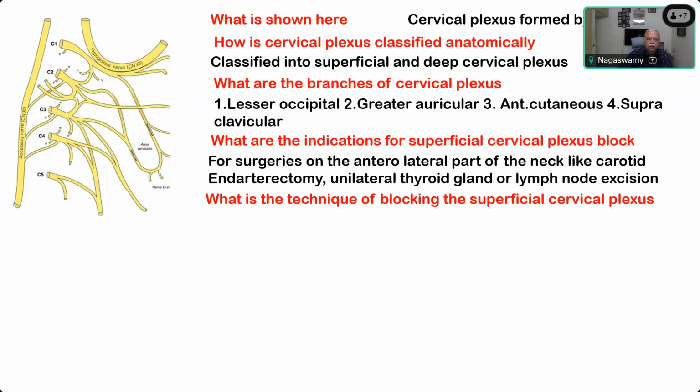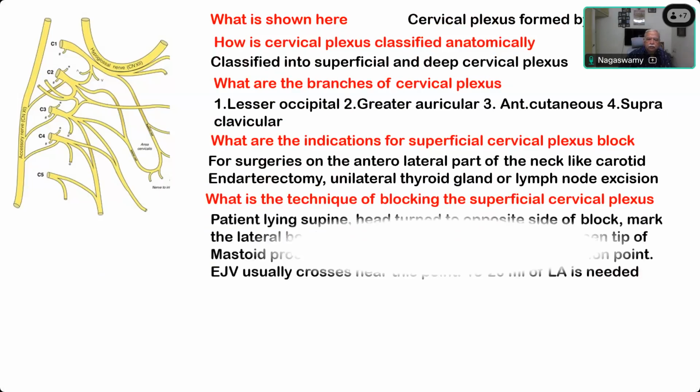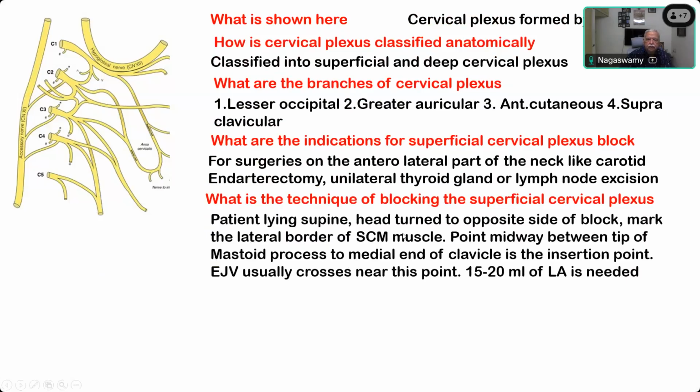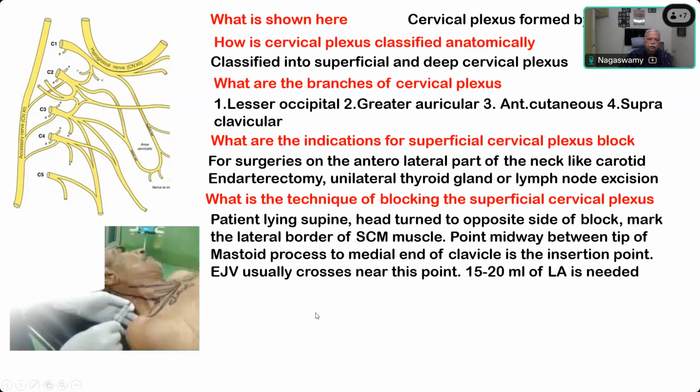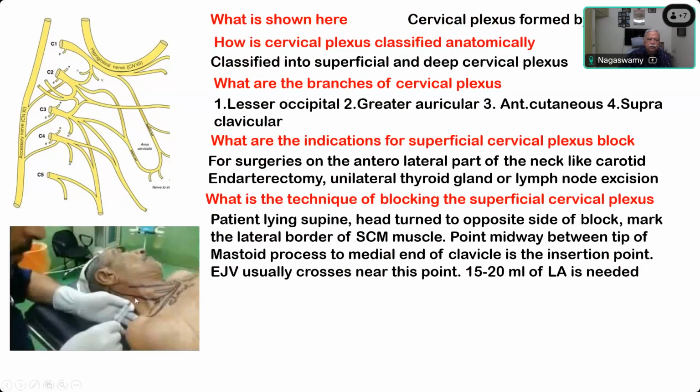So patient position, head position, all that to be told. Patient lying supine, head turned to the opposite side of the block. Mark the lateral border of the sternocleidomastoid. Point midway between the tip of the mastoid process to medial end of clavicle is the insertion point. External jugular vein usually crosses near this point. 15 to 20 ml of LA drug is needed. So this is how the drug is given.